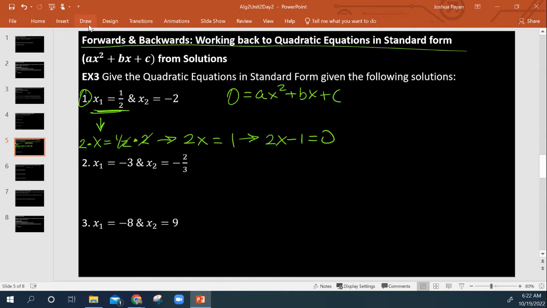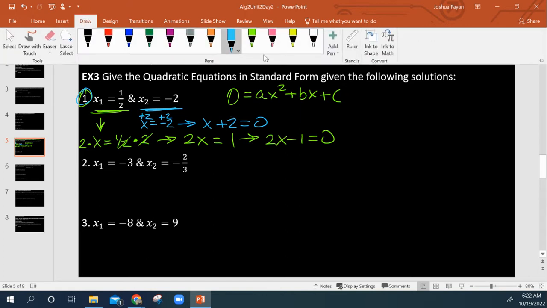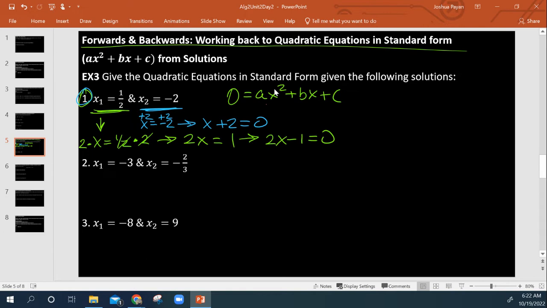Okay, then I'm going to do likewise with this other solution here. So I'm going to say x equals negative 2, or if we work it backwards to where it's equal to 0 again, x plus 2 equals 0, because I would add 2 to both sides. Okay, so those would be my two factors. So this and this give me my two factors that would FOIL back into a standard form quadratic, like so.